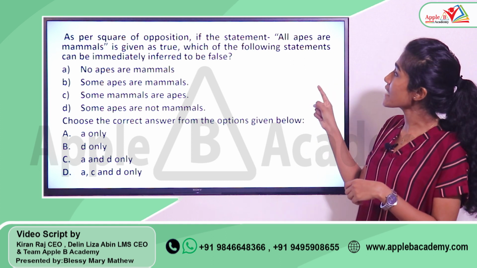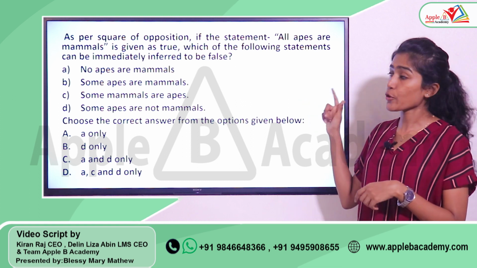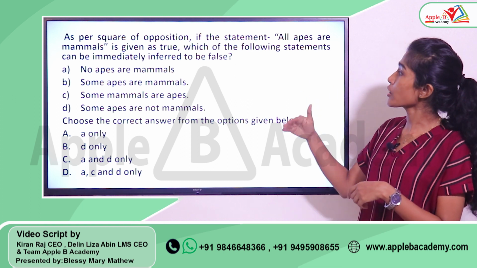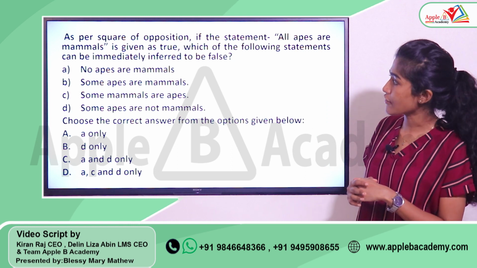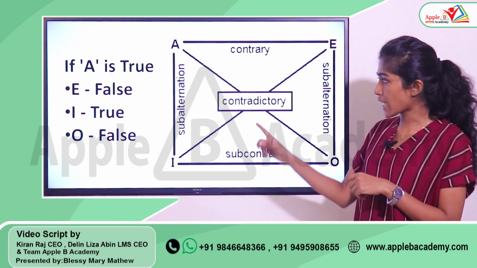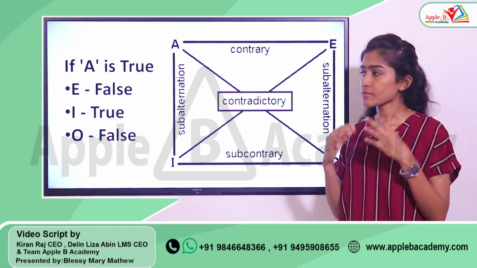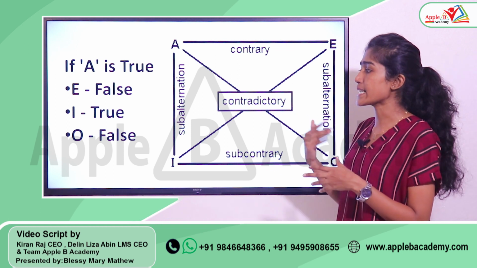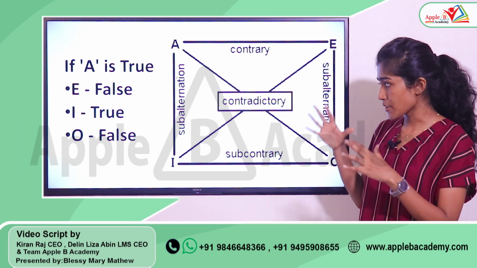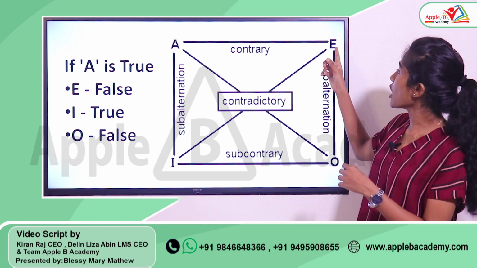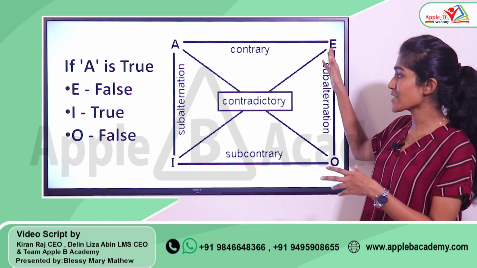Here it says that A type, or universal affirmative, is given as true. Then which among the following statements can be immediately inferred to be false? If that's the case, let's consider this one. The question says that A proposition is true. If A is true, then what is the condition of the other three propositions under square of opposition? Let's consider proposition E.